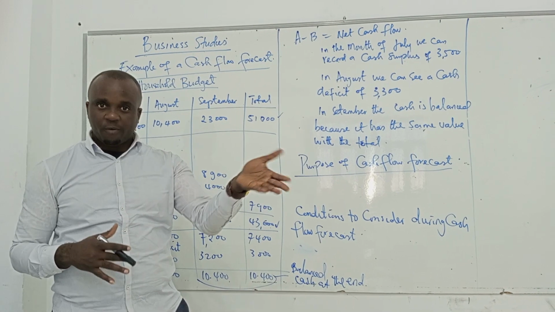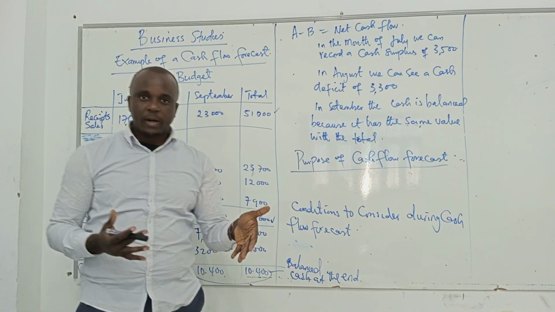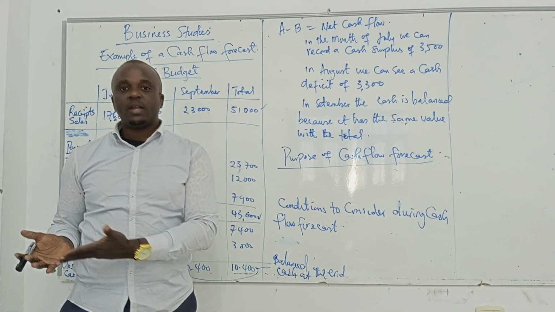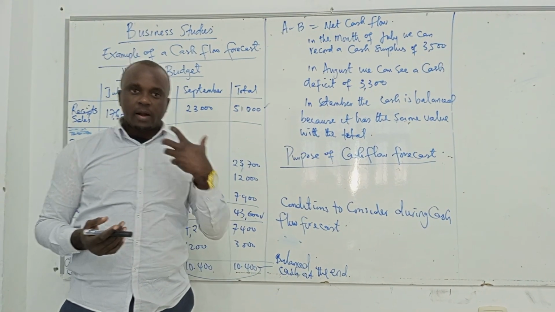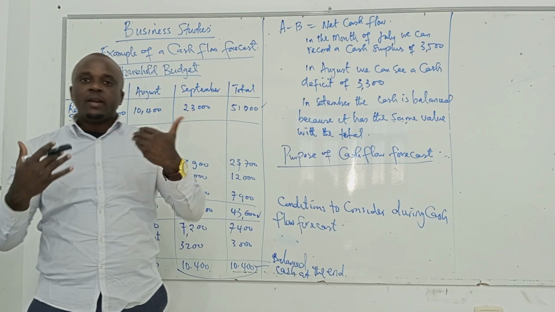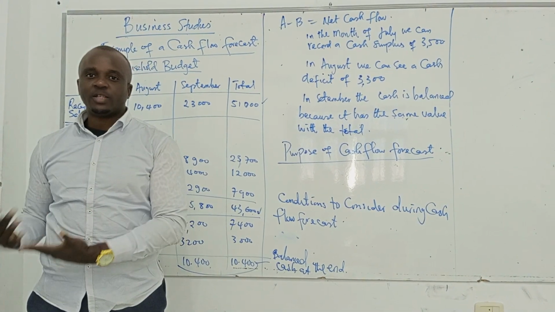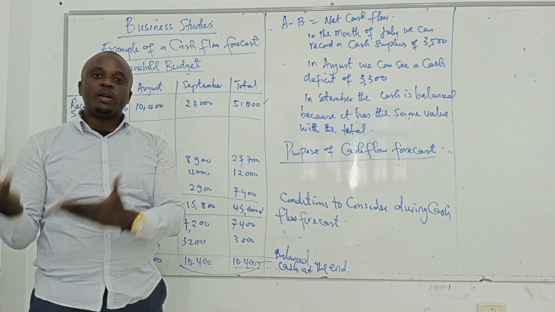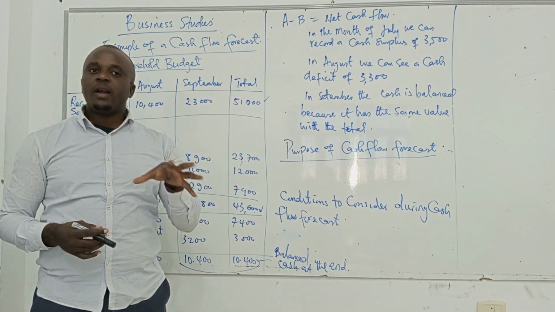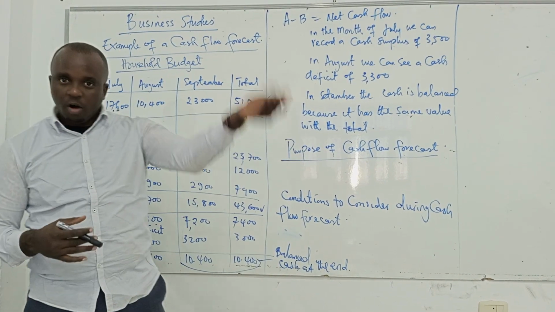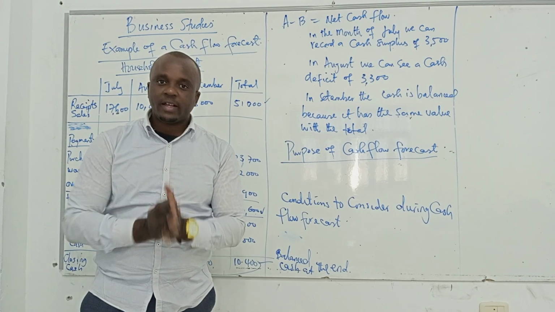Of course, I explained before, I said cash surplus is when the expected income is more than the expected expenditure. I also said cash deficit is when the expected income is less than the expected expenditure. It means the expenditure is more than the income. Then I said balanced cash or balanced budget is when the expected income is equal to the expected expenditure.